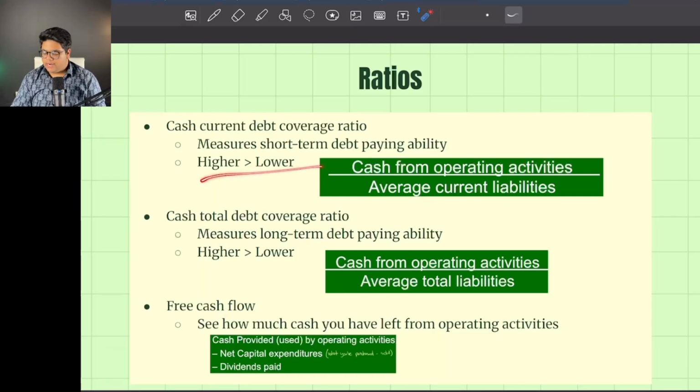You want this to be higher rather than lower. Cash total debt coverage ratio, it's basically the same thing as above, except instead of current liabilities, you divide by total liabilities. Same thing, higher over lower.